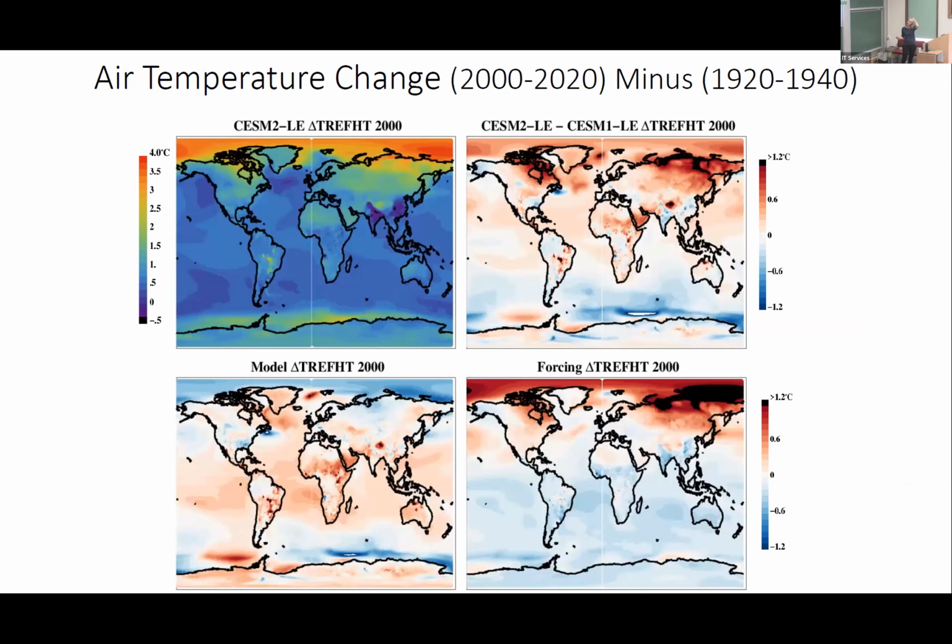Okay, so what does this look like? So just showing air temperature change for the first couple decades of the 21st century. This is what is simulated in the CESM2 model, large ensemble mean. And so, you can see kind of a classic anthropogenic fingerprint of climate change with polar amplification in the Arctic.